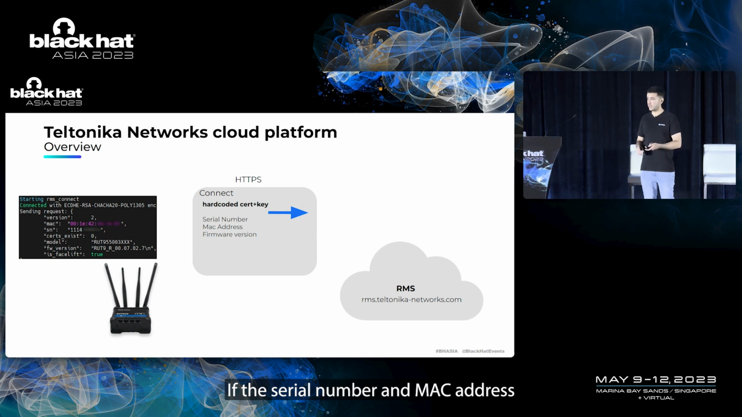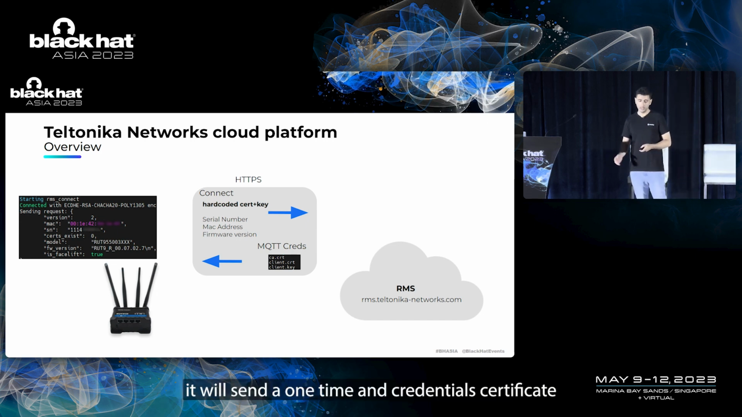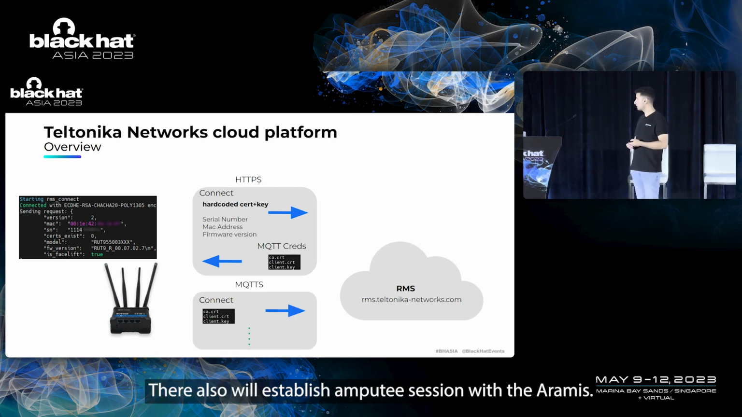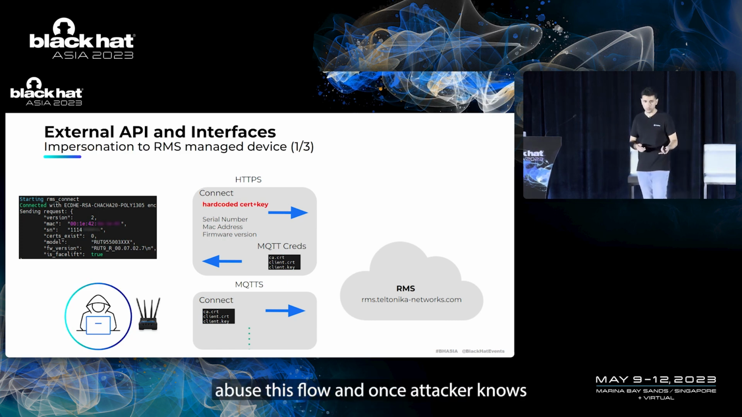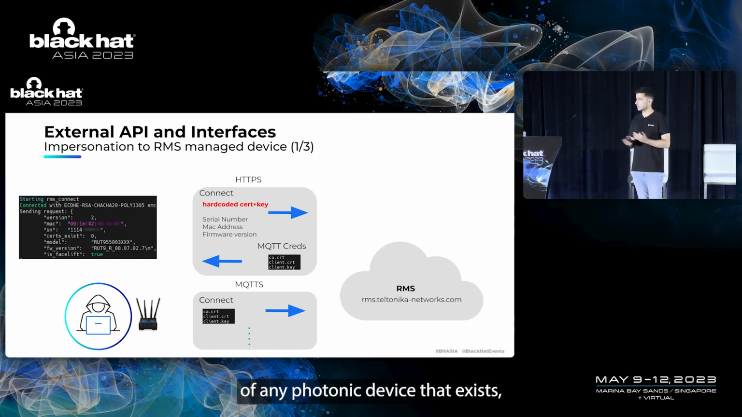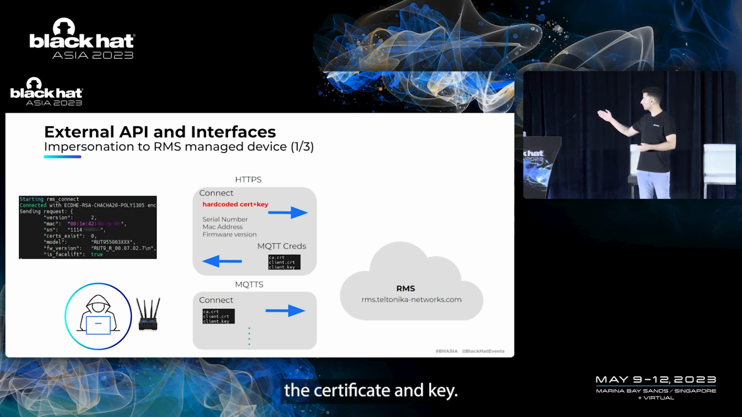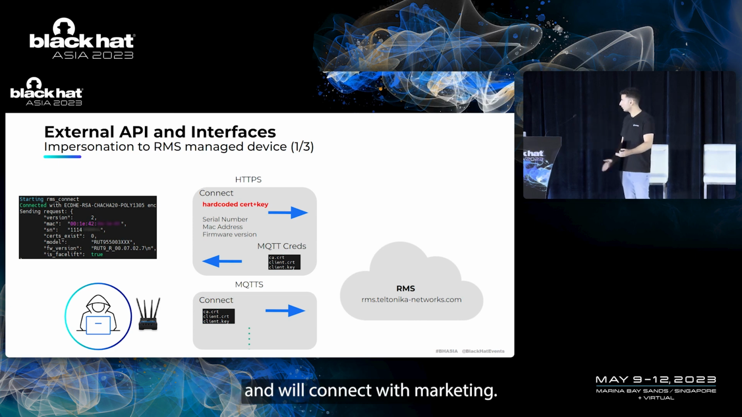If the serial number and MAC address are a real pair of a device manufactured by Teltonika, it will send one-time MQTT credentials, certificate, and key. Using them, the router will establish an MQTT session with the RMS. Now, attackers can easily abuse this flow. Once an attacker knows the MAC address and serial number of any Teltonika device that exists, they can impersonate this device. The attacker can connect to the cloud with the hard-coded certificate and key, send the identifiers of this device, and the attacker will get these MQTT credentials and connect with MQTT.